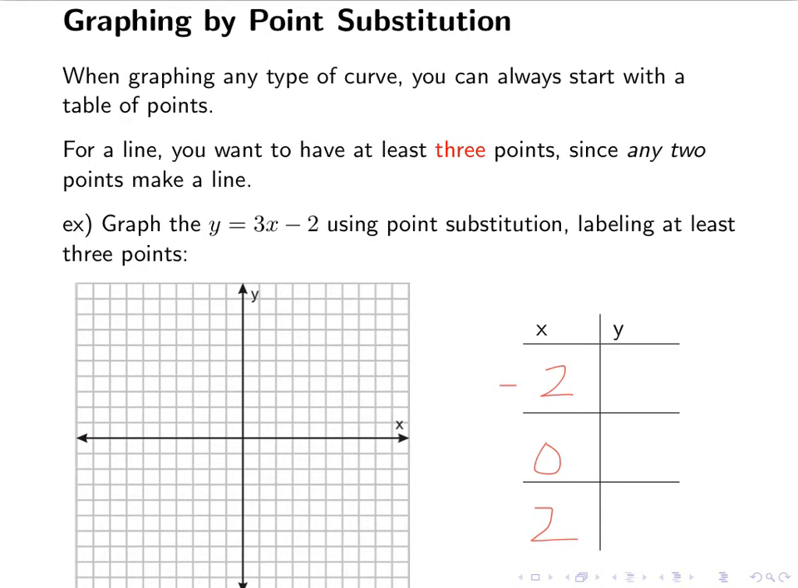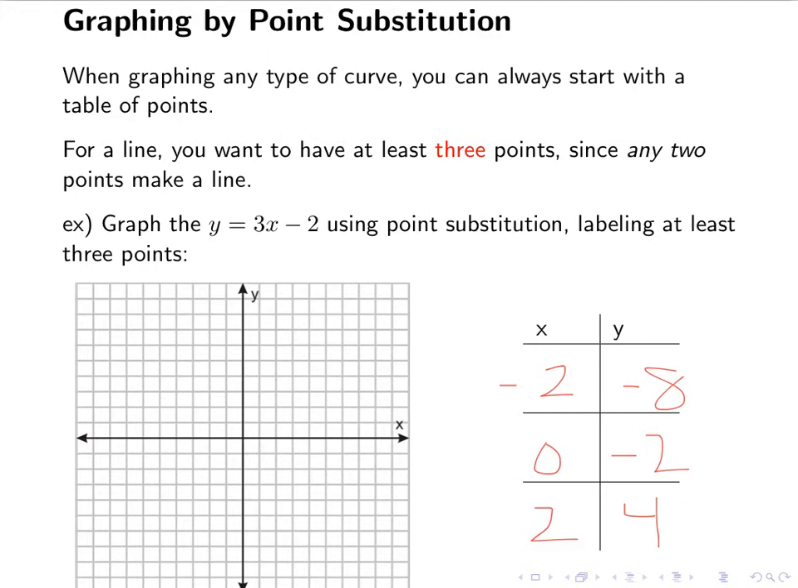0 is the easiest one. You should always plug in 0, because if I plug in x as 0, I know that y is -2, and that's fairly easy to do. So if I go up to my first one, -2, 3 times -2 is -6, minus 2 is -8. And then I plug in 2. 3 times 2 is 6, 6 minus 2 is 4. So I plug in my x into my y value, do it out, and I get my numbers.